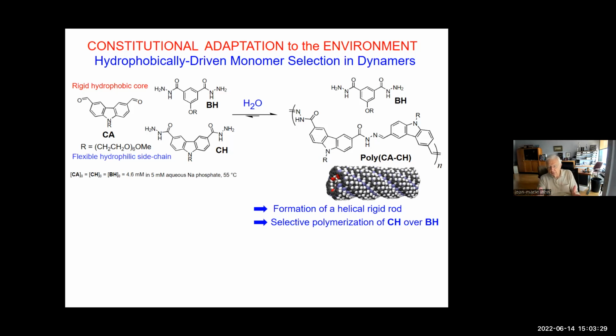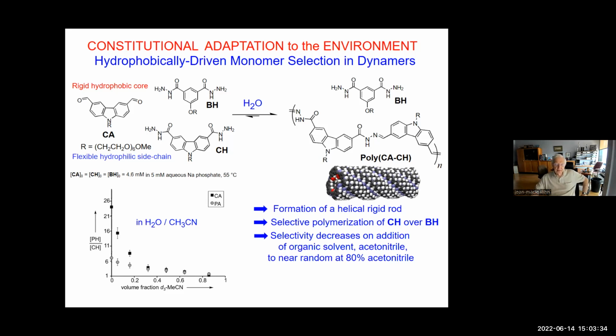And so you can ask the question, so what? What do you want to demonstrate? What we want to demonstrate is that when you progressively go from pure water to mixtures of acetonitrile and water, you convert a pure aqueous solution to an organoaqueous solution progressively. And as it becomes more organic, with 80% acetonitrile, then you have a random incorporation of these two units. In other words, there is no hydrophobic effect anymore to drive the selection in favor of the carbazole unit, but you can now get mixed random incorporation of carbazole and phenyl rings into the polymer. So this is a clear demonstration of hydrophobically driven monomer selection.